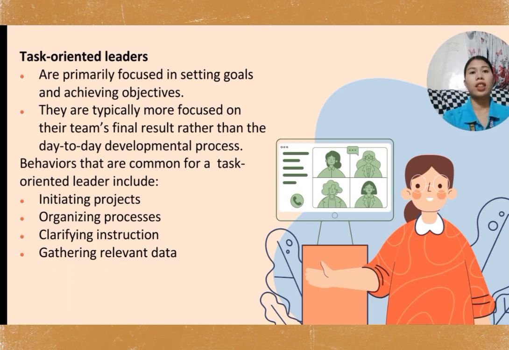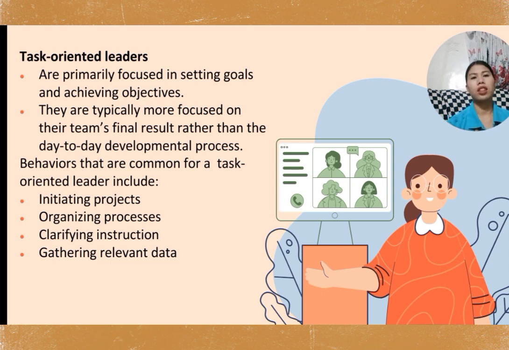The second one is the task-oriented leaders, who are primarily focused on setting goals and achieving objectives. They are typically more focused on their team's final result rather than day-to-day developmental processes. From the word task, they are more focused on the task. They focus on the goals and the objectives in order to have success. They focus on the team's final result. They don't mind the developmental process.